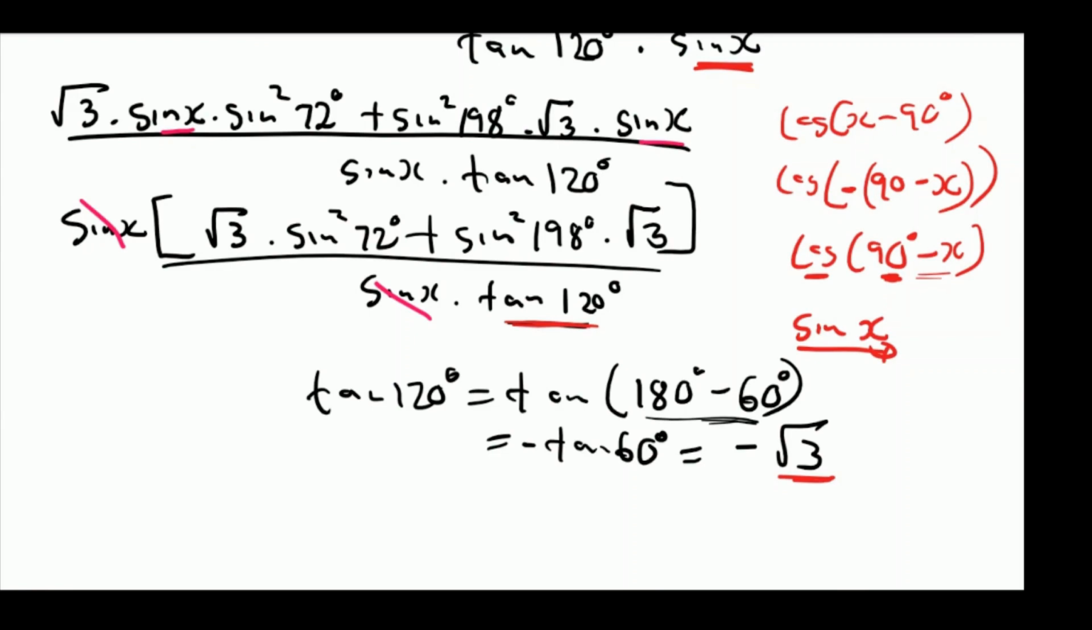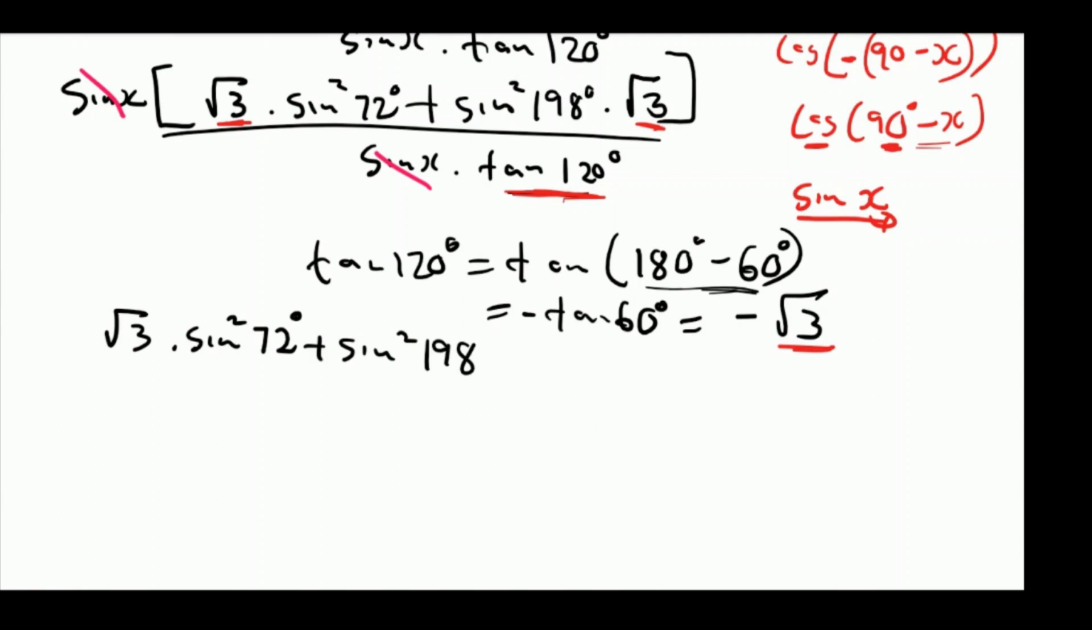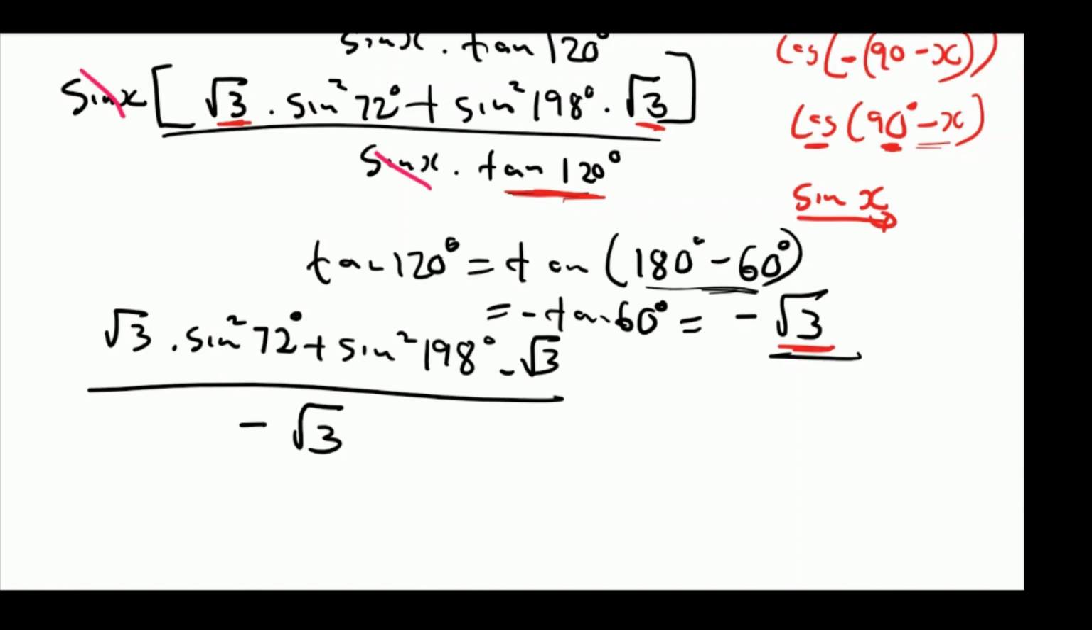So what we need to do now is eliminate this root of 3 because it's common in most parts of this problem. We're just going to first put this root of 3 instead of tan of 120. So you're going to say root of 3 multiplied by sine squared of 72 degrees plus sine squared of 198 degrees multiplied by root of 3, divided by root of 3, which is negative. This is what we got here.